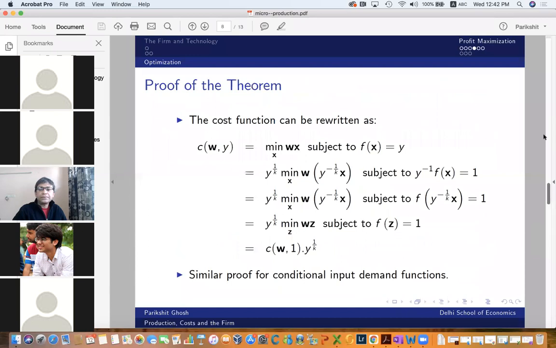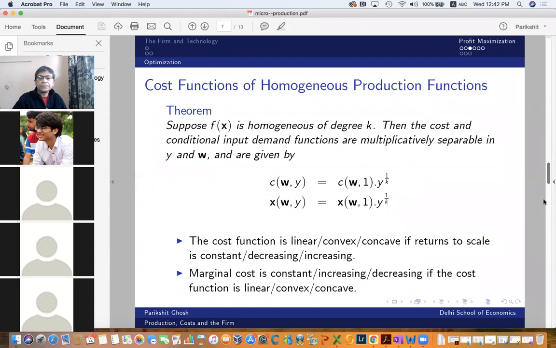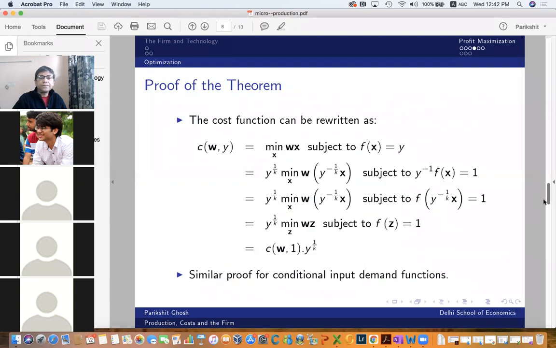Vishal. Sir, I have a doubt. I want to clarify one thing: due to homogeneity, we have written f_y to the power -1 f_x the same as f_y to the power -1 by k x, that function. Yes. From here to there, it's using the fact that the function is homogeneous.